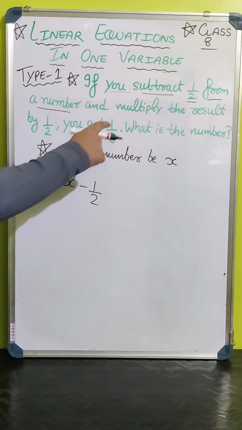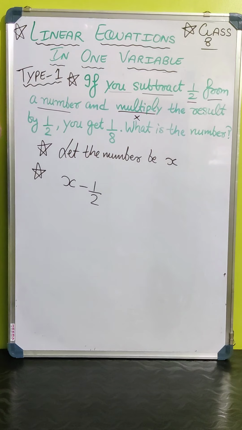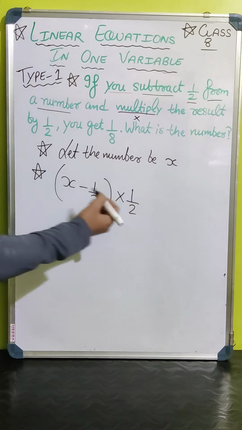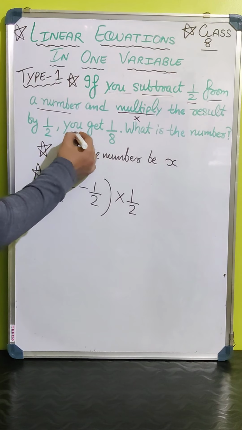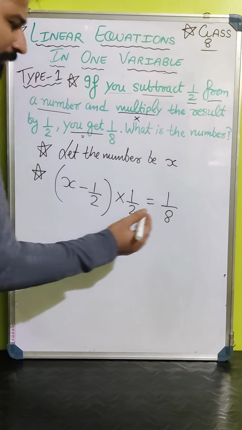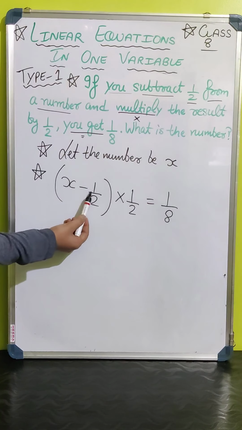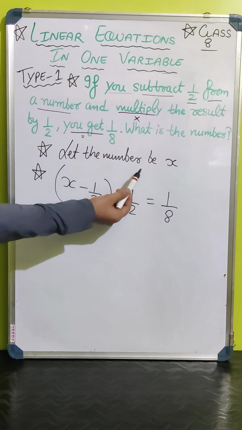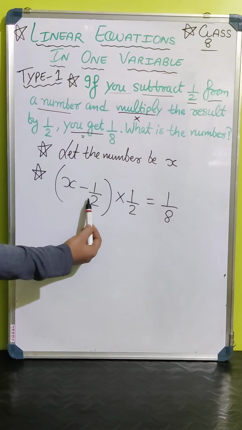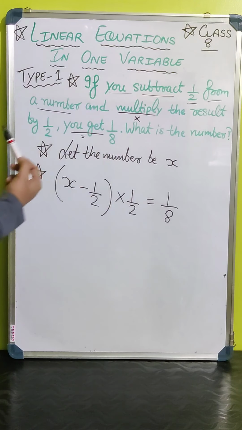Clear? Now multiply the result. Multiply the result by 1 by 2. Simple. You will get, that means equal, 1 by 8. Again I am repeating. We have subtracted 1 by 2 from a number, and this number we have taken as x. Now we multiply this result by 1 by 2. Now you will get 1 by 8, so the answer will be 1 by 8.